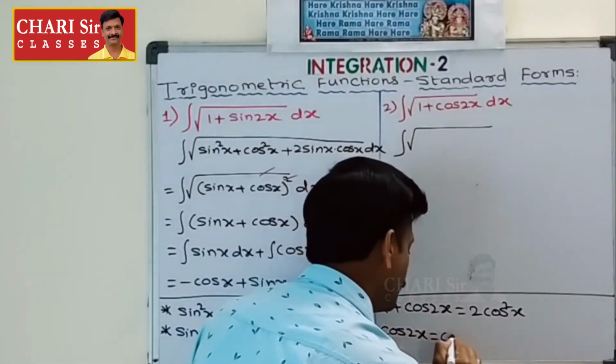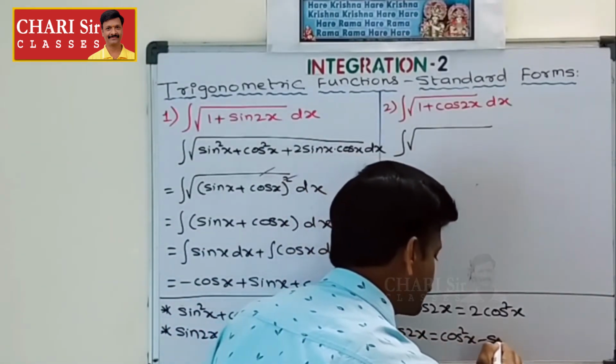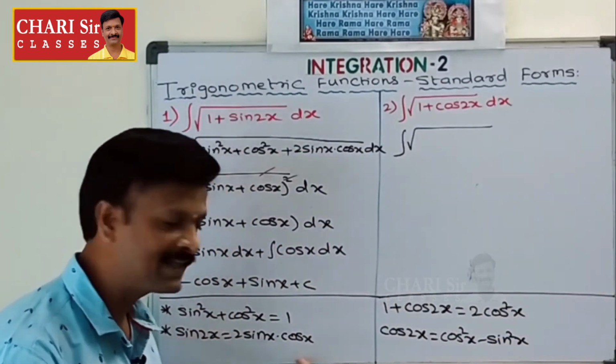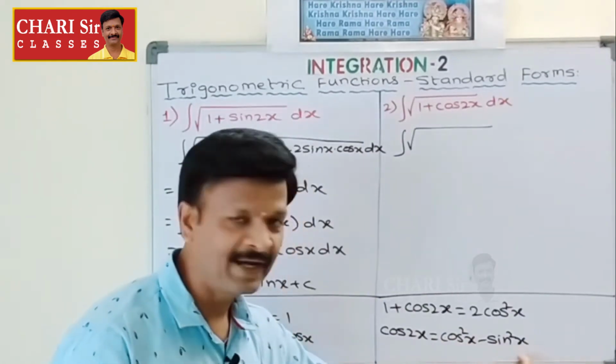Cos 2x is equal to cos square x minus sin square x. You can observe here, sin 2x means 2 sin x cos x, and cos 2x is cos square x minus sin square x.